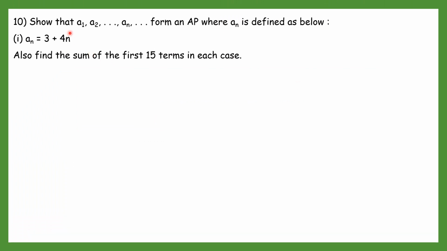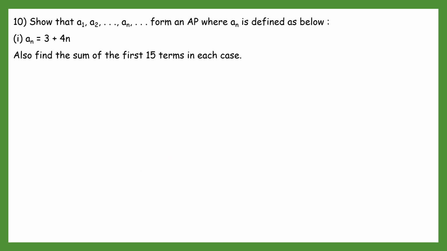Question is, show that a1, a2 and so on an form an arithmetic progression where an is defined as below. An is equal to 3 plus 4n. They have given an, that is nth term. We should show that a1, a2 and so on an form an arithmetic progression. This is one part of the question. They have also asked to find the sum of first 15 terms in each case. We should find the sum of first 15 terms.